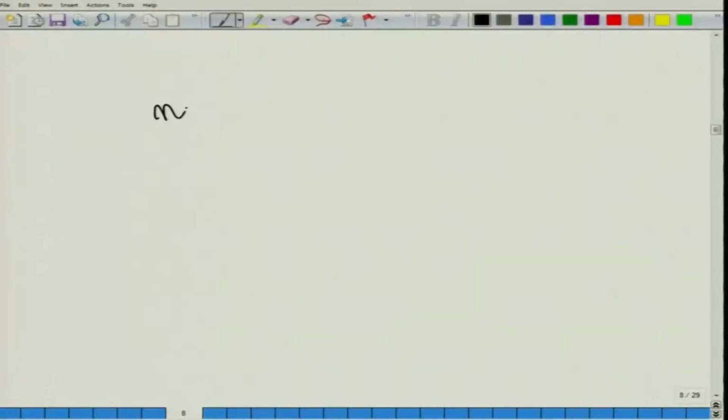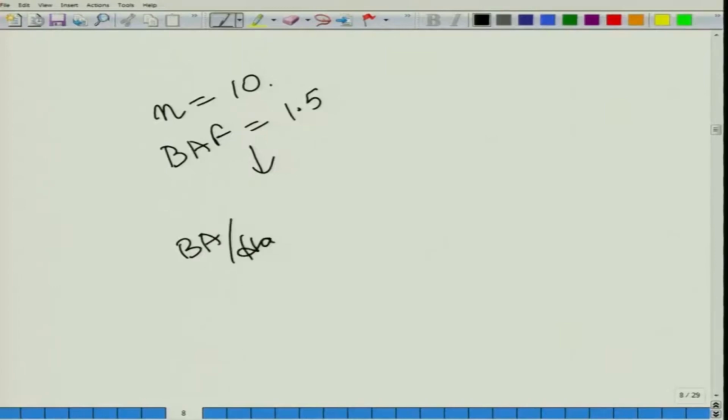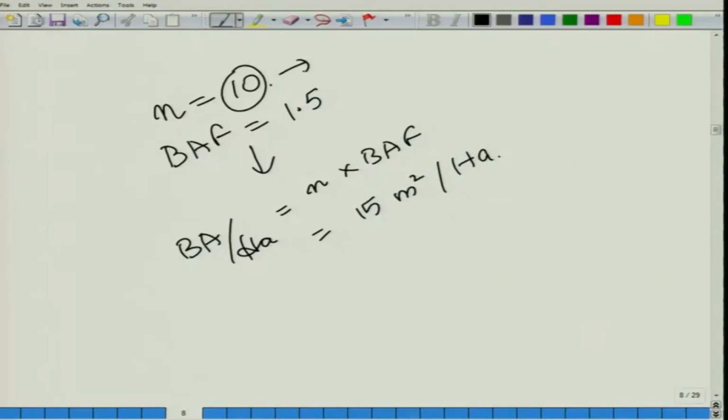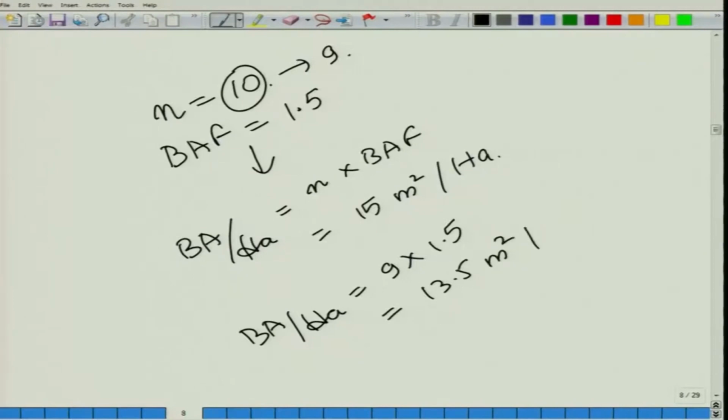Now, suppose you had n equal to 10 and a basal area factor of, say, 1.5. So, what is the basal area density? Basal area per hectare will be n into BAF, which is 15 square meters per hectare. Now, suppose you took just one reading wrong. In place of 10, suppose you took 9. What would be the basal area per hectare in that case? It would be 9 into 1.5, which is 13.5 square meters per hectare.